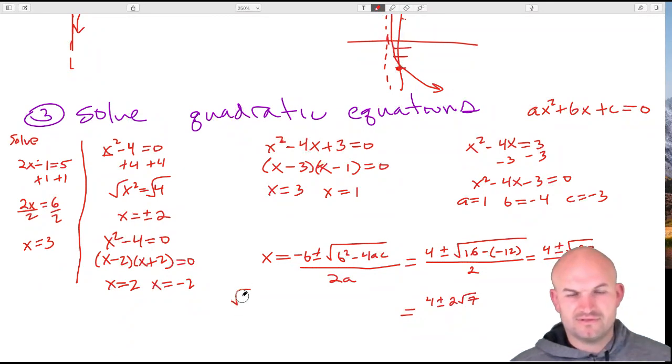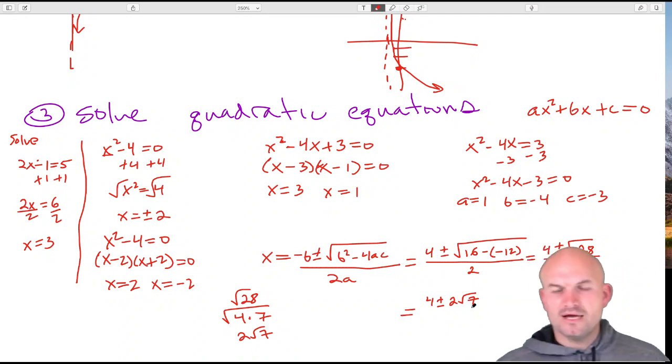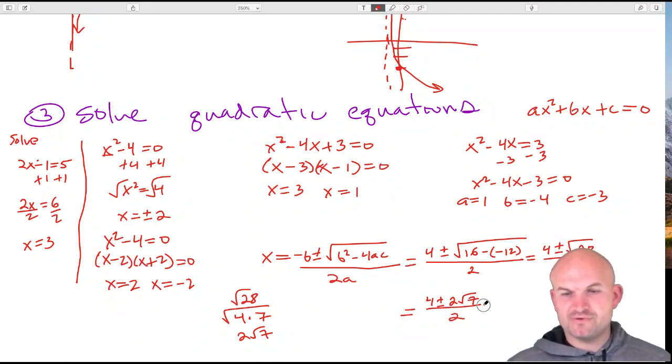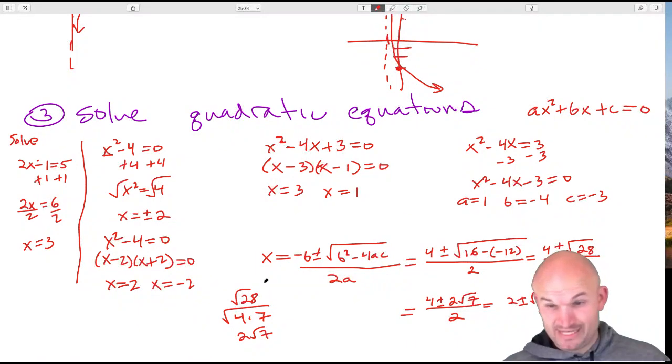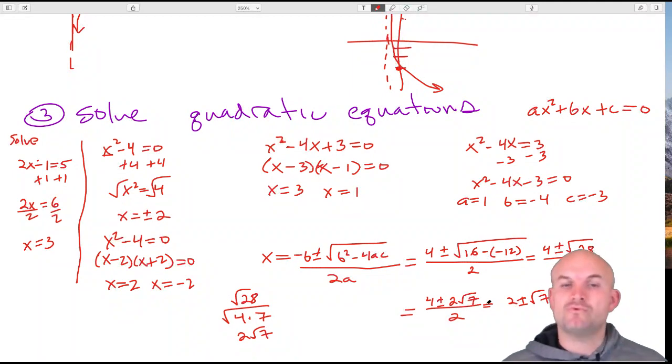And again, for those of you that are not following along, that's 4 times 7. Square root of 4 is 2 radical 7. And that's over 2. And then you can divide the 2 into both of those. So therefore, I'd have 2 plus or minus the square root of 7. So that is what x is going to equal. So x equals 2 plus or minus the square root of 7.